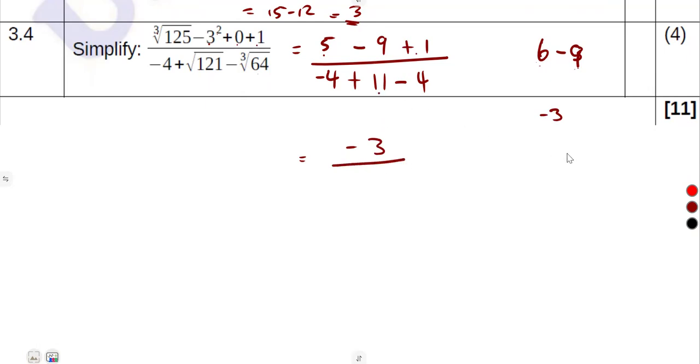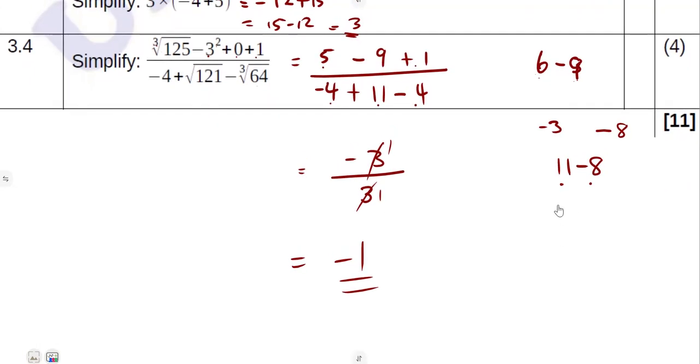All right, here it's 11 minus 4 minus 4, that's minus 8. You simply add and put a negative. So 11 minus 8, that's a 3. All right, 3 and 3 cancel. You're going to remain with negative 1. All right, negative 1 over 1, that's a negative 1. So that is what you are given on that part.